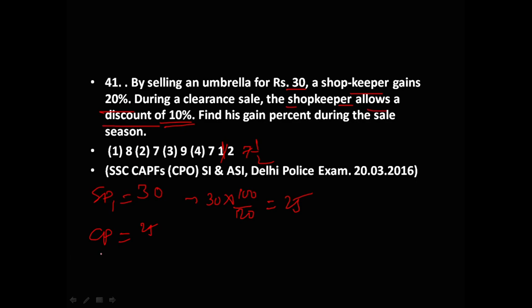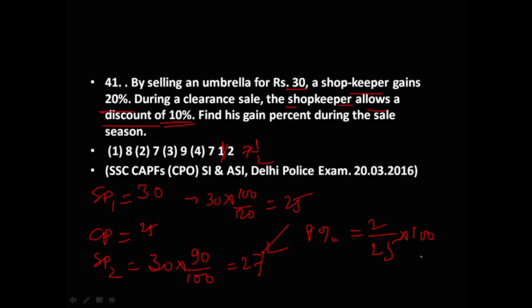So in this case, SP2 will be 30 into 90 by 100, which is 27, right? 27. So profit percentage, how much is it? Profit is 2 rupees. So 2 by 25 into 100 is equal to 8. 8% will be the answer. Clear? So moving to the next one.